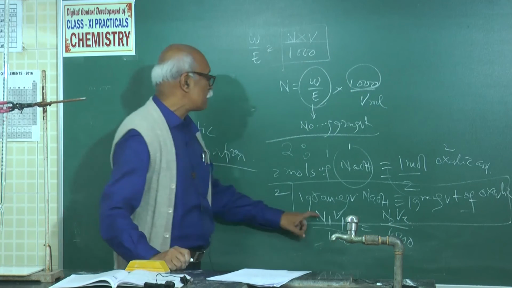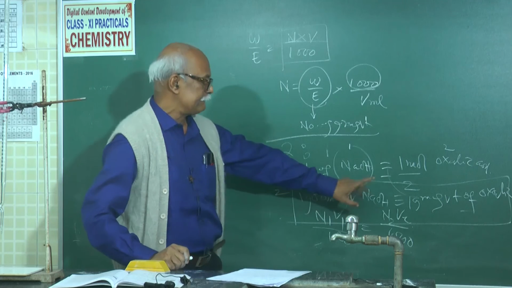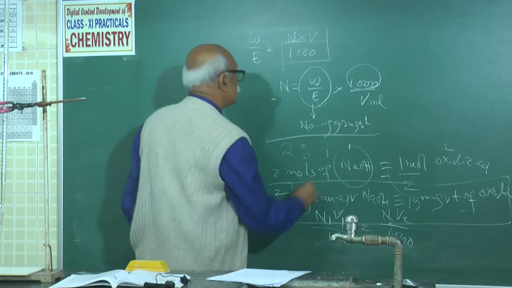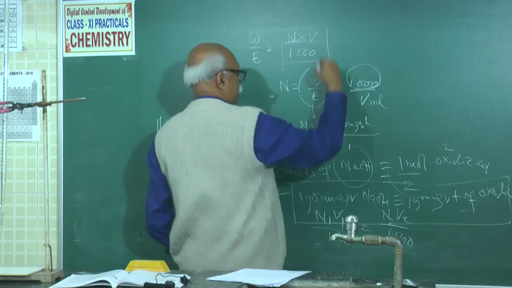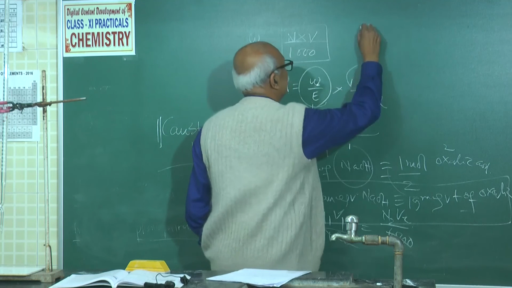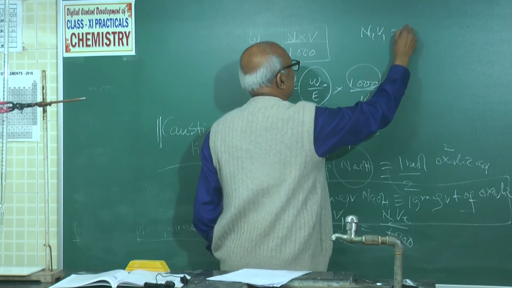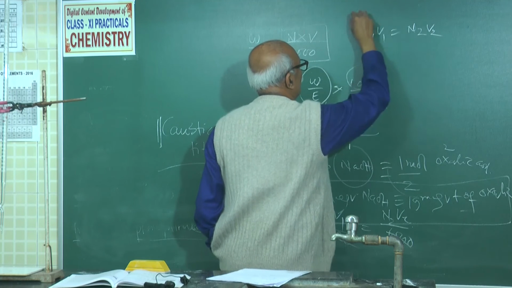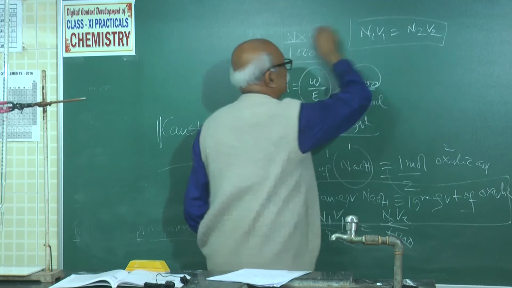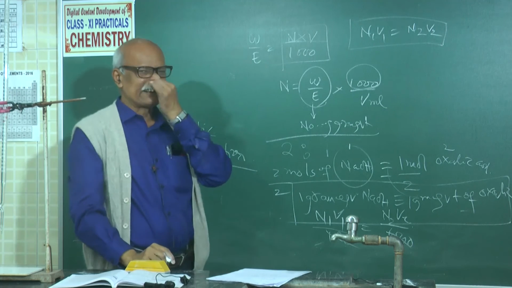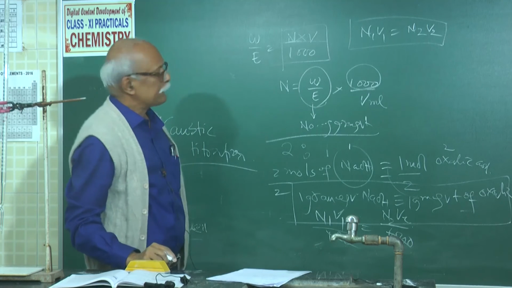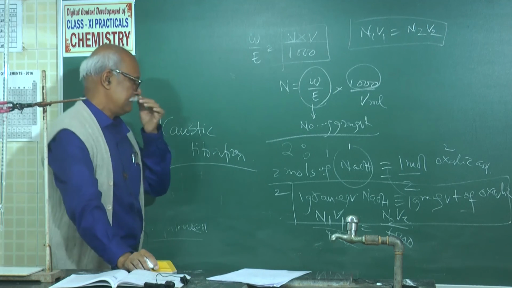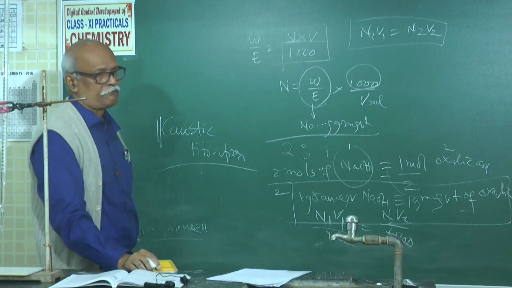That means gram equivalent of sodium hydroxide is equal to gram equivalent of oxalic acid. And that means we can replace this by cutting 1000, 1000. So you see N1 V1 is equal to N2 V2, or milliequivalents of 1 is equal to milliequivalents of 2. So this is a very interesting observation during our titration process. That means gram equivalent of 1 is equal to gram equivalent of 2.